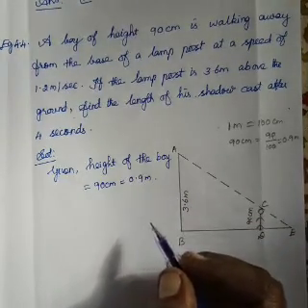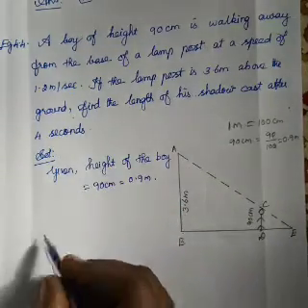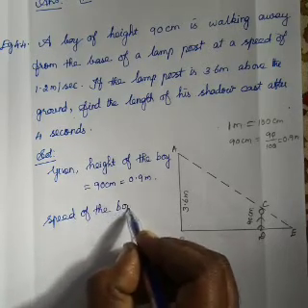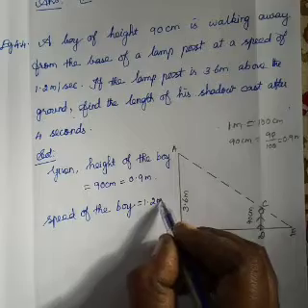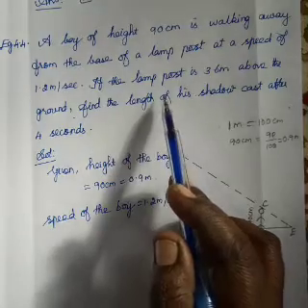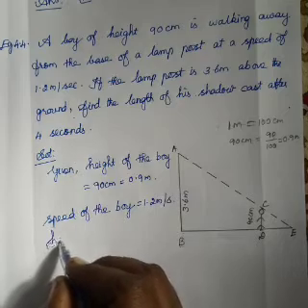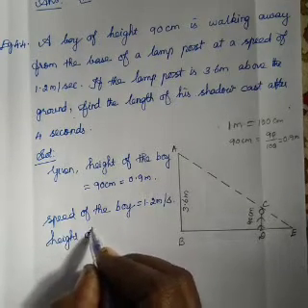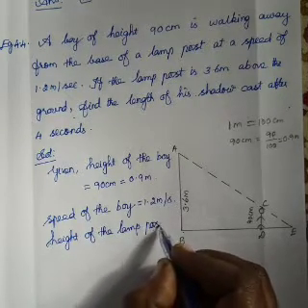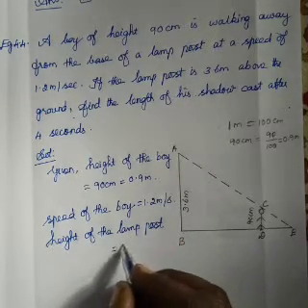Are you all clear about this conversion? Next, they have given us the speed of the boy, equal to 1.2 meter per second. Next we have the height of the lamppost. Height of the lamppost is equal to 3.6 meter.